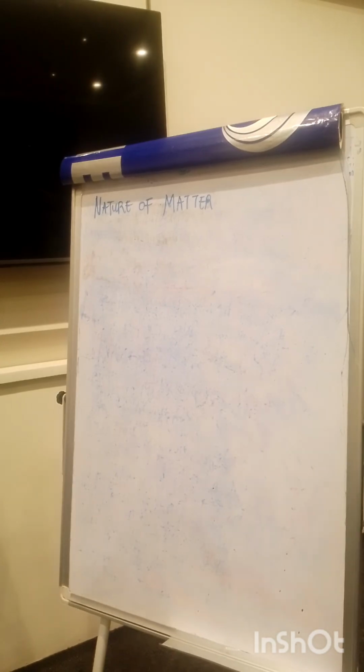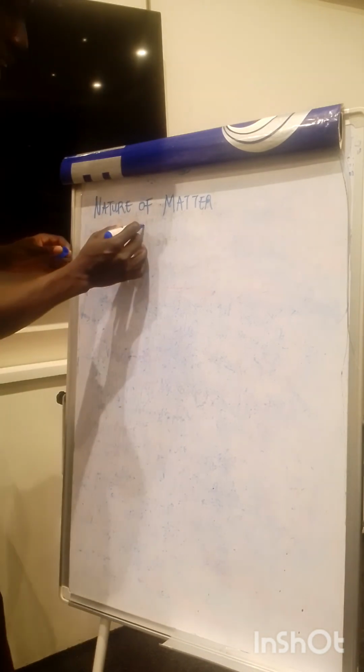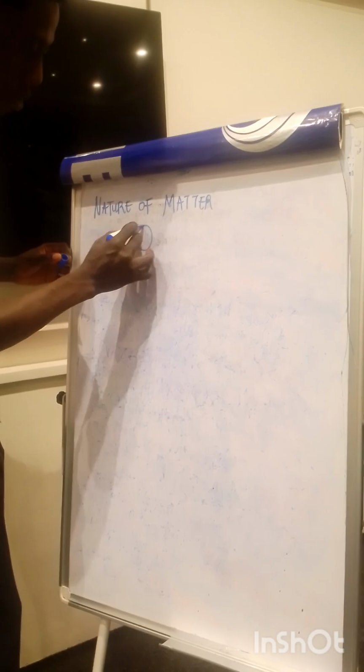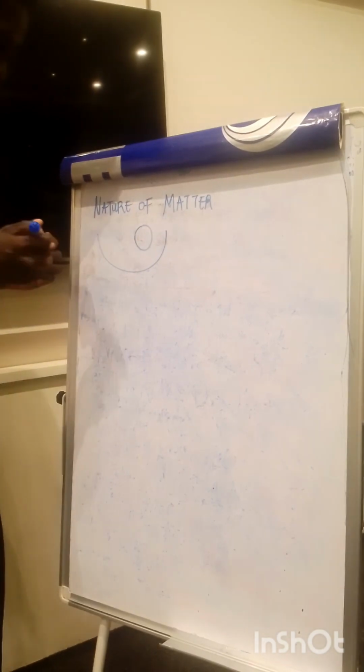Alright, the very first thing you need to know in chemistry, the foundation that you need to master so that the rest of chemistry will make more sense, is the nature of matter. What is matter? Matter is anything that has mass and occupies space.